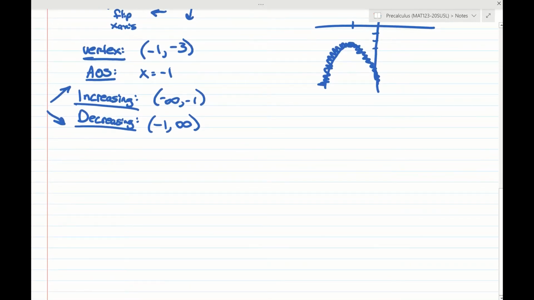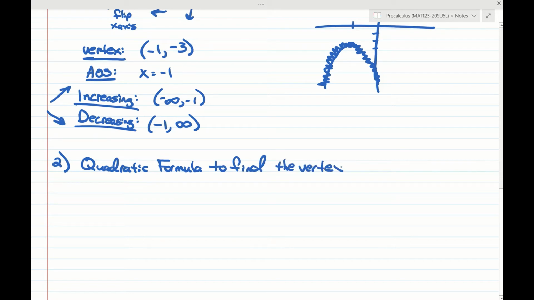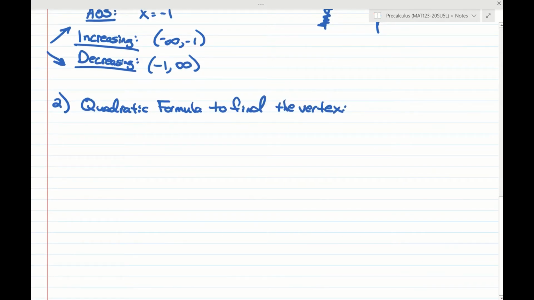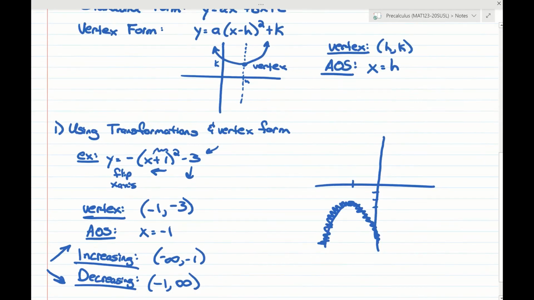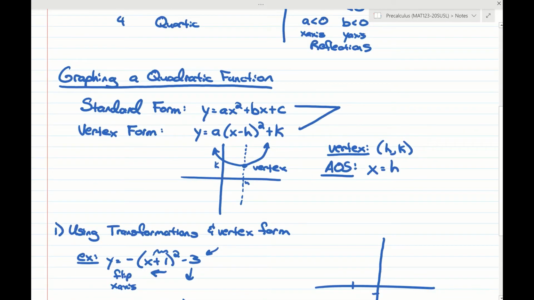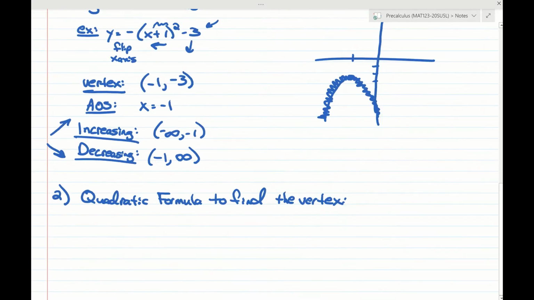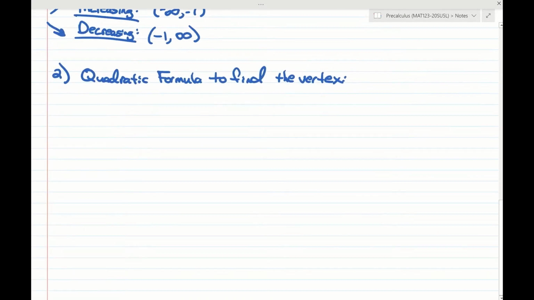What if we had another problem? What if we had a problem where we could actually use the quadratic formula to find the vertex? So we know we could complete the square and get the vertex, because when we complete the square, we would have something in vertex form. So to go from standard form to vertex form, we can complete the square. And I could show you that later on, but for right now, let's talk about the quadratic formula to find the vertex.